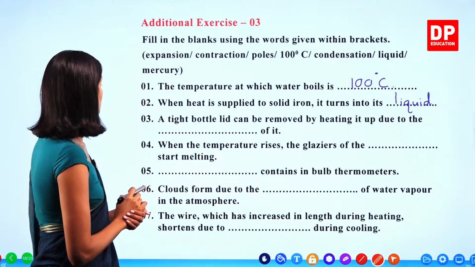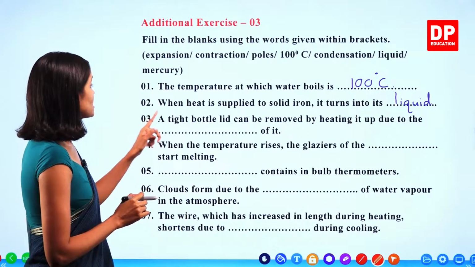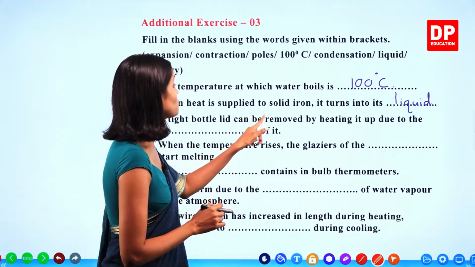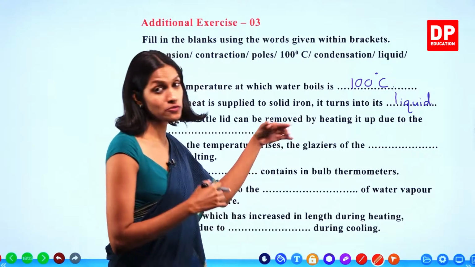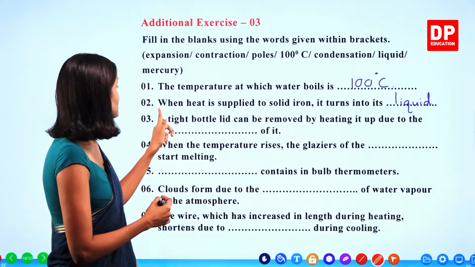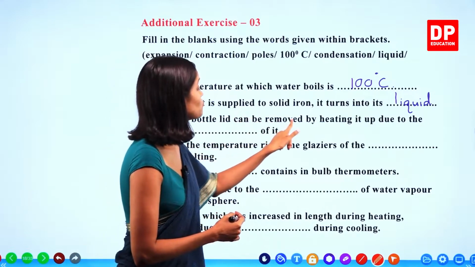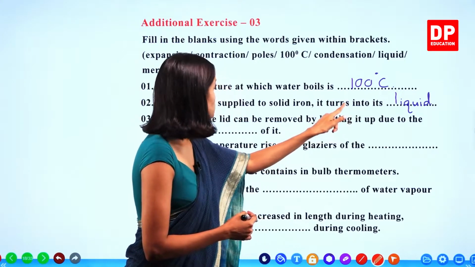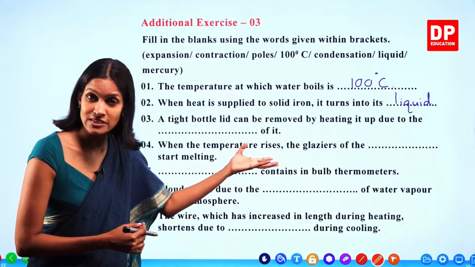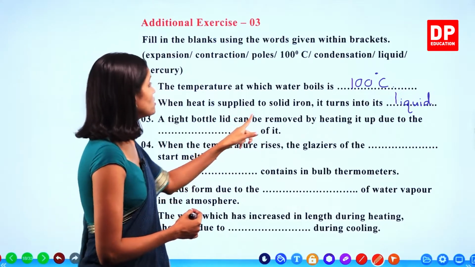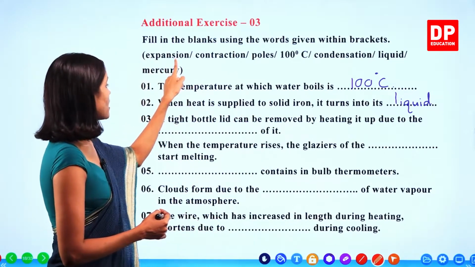Right? Number 3. A tight bottle lid can be removed by heating it up. Now, earlier we explained this, right? A tight bottle lid can be removed by heating it up due to the, what happens when we heat it up? It expands due to the expansion of it.